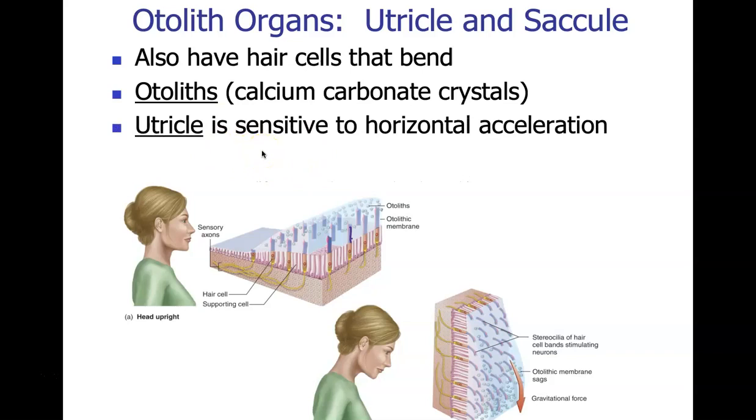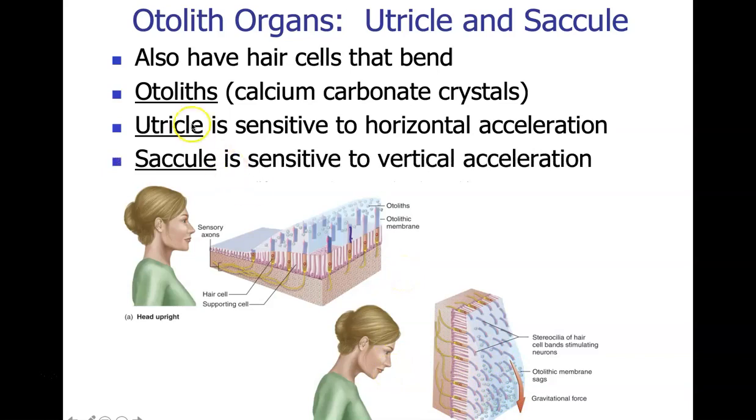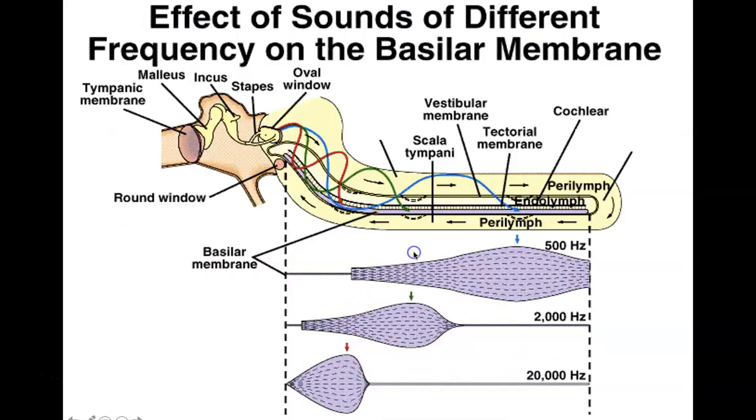So you can actually feel a lot of different things, right? If you close your eyes, you can feel whether you're spinning, whether you're moving, all those different kinds of movements. And so what happens here is when your head is upright, the hair cells and supporting cells are kind of perpendicular to each other with the otolith sitting on top. If you bend your head forward like this, now we have the stereocilia of the hair cell bend, stimulating neurons. The otolith membrane sags because these otoliths literally fall to the bottom, and that makes you feel like you're moving your head forward. So utricle is sensitive to horizontal acceleration. The saccule is sensitive to vertical acceleration.